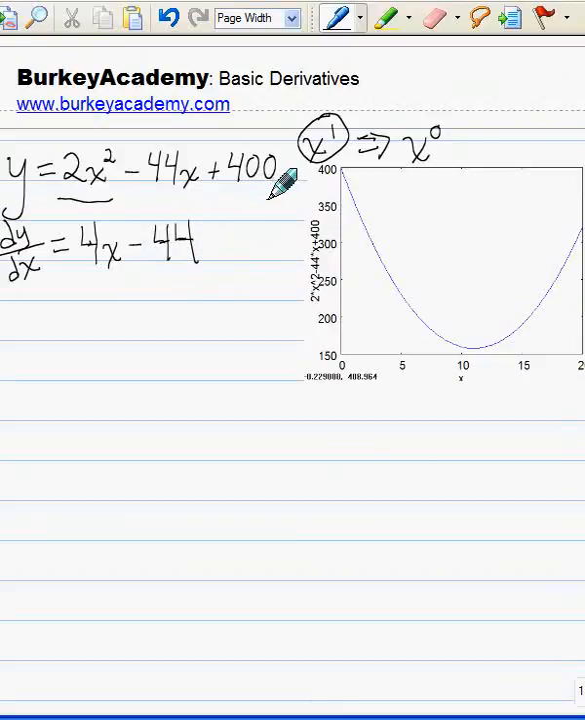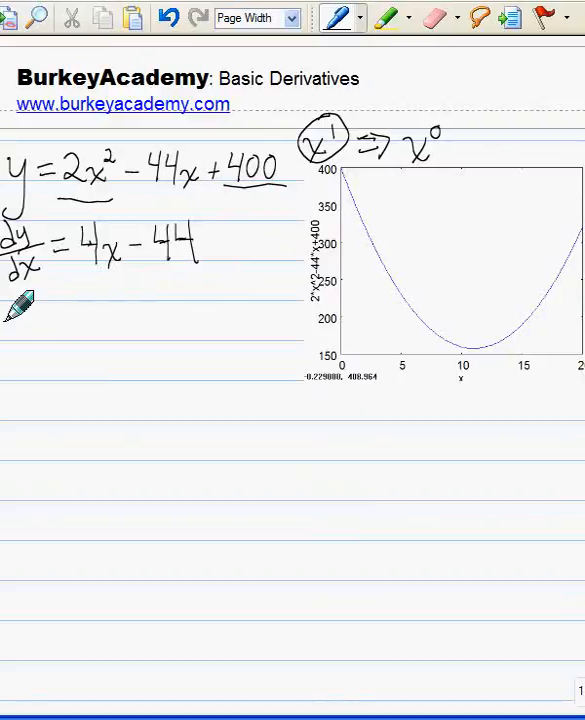plus the derivative of 400. Well, the rule is anytime you have just a number, a constant here, with no x terms in it, the derivative is 0. So we're left with the derivative 4x minus 44.